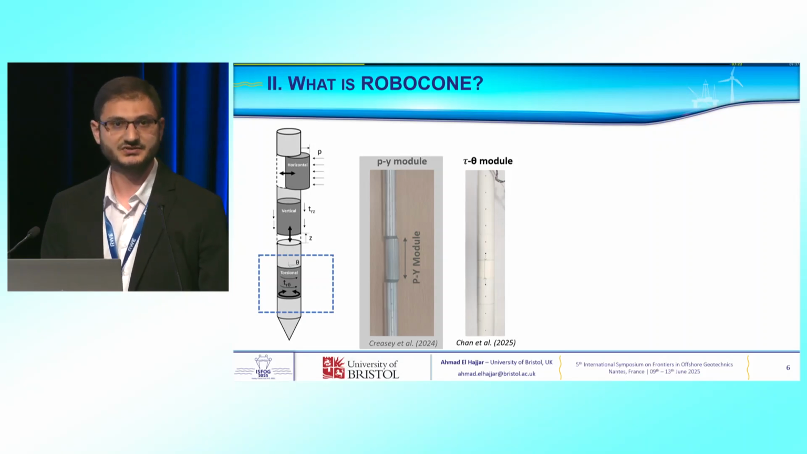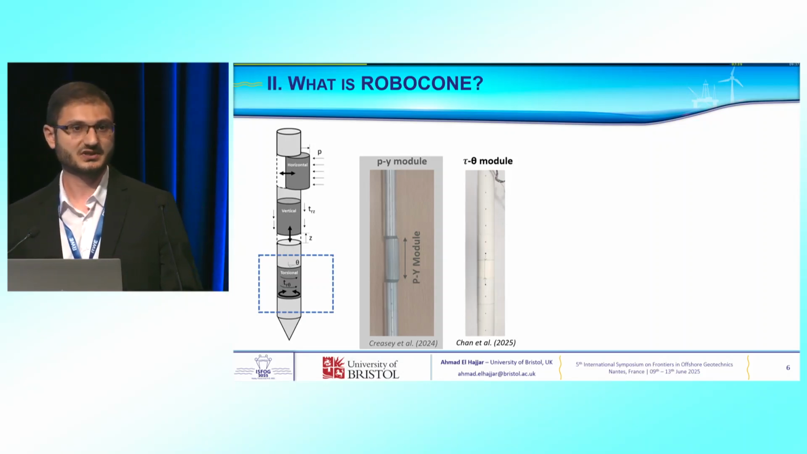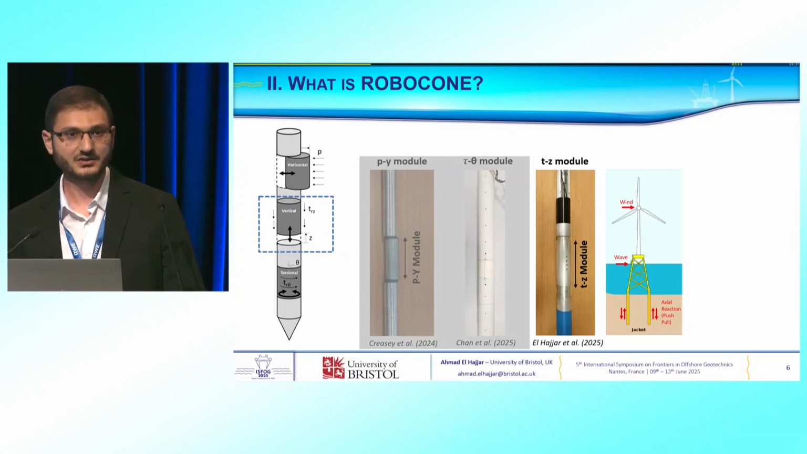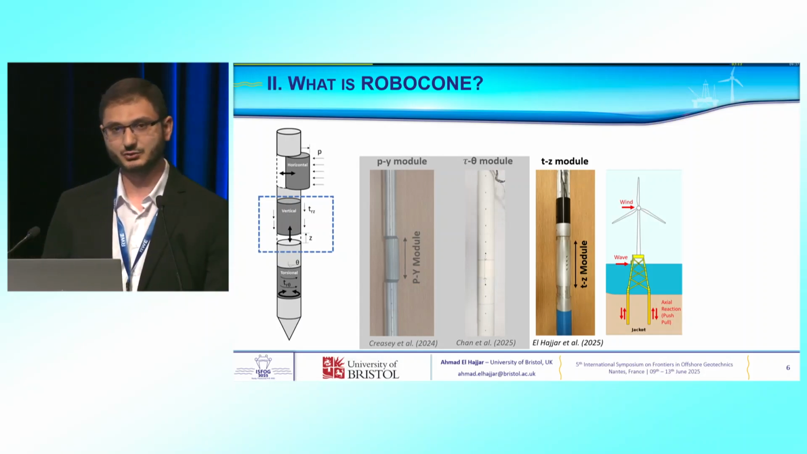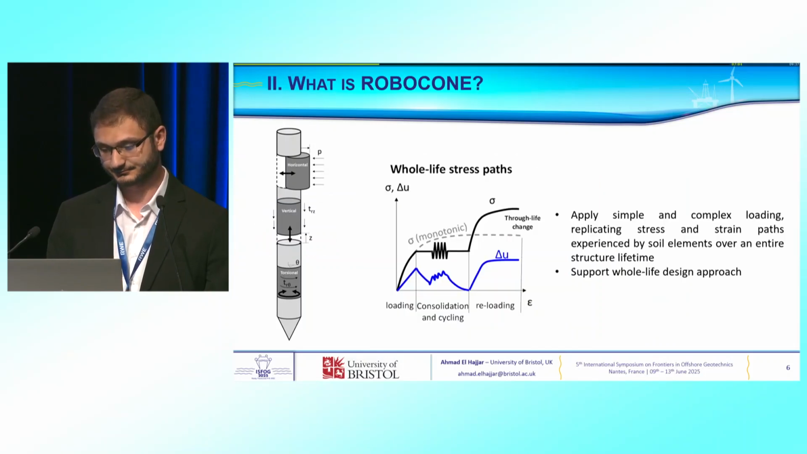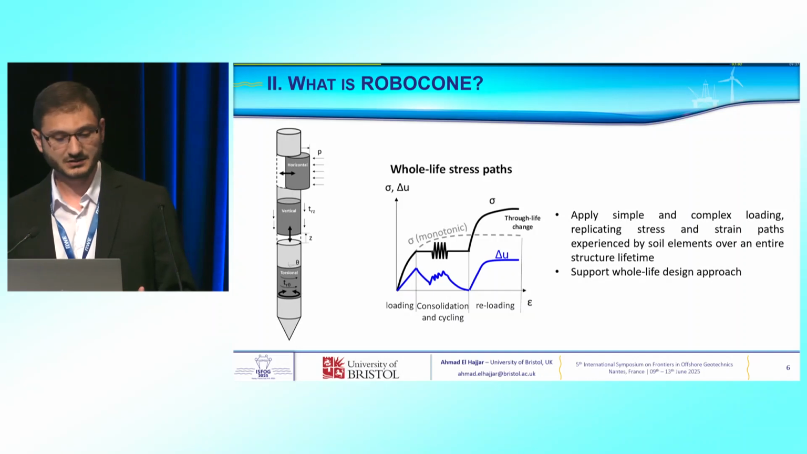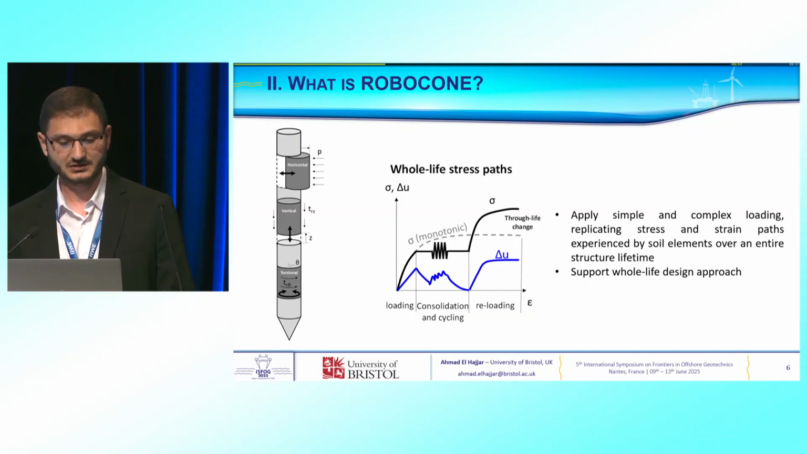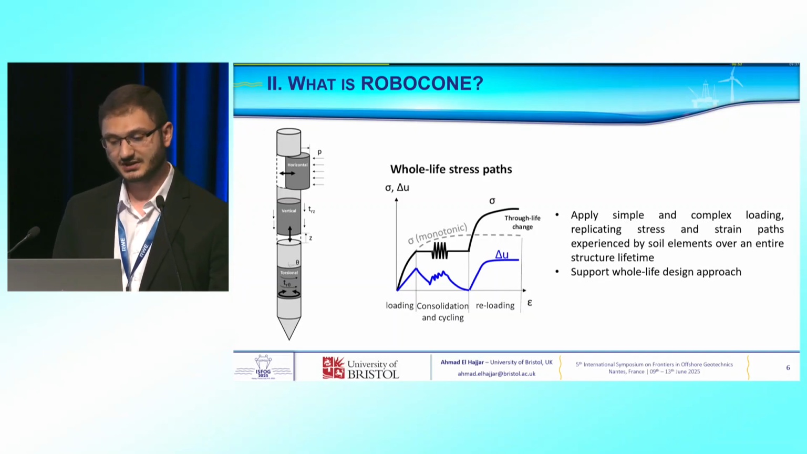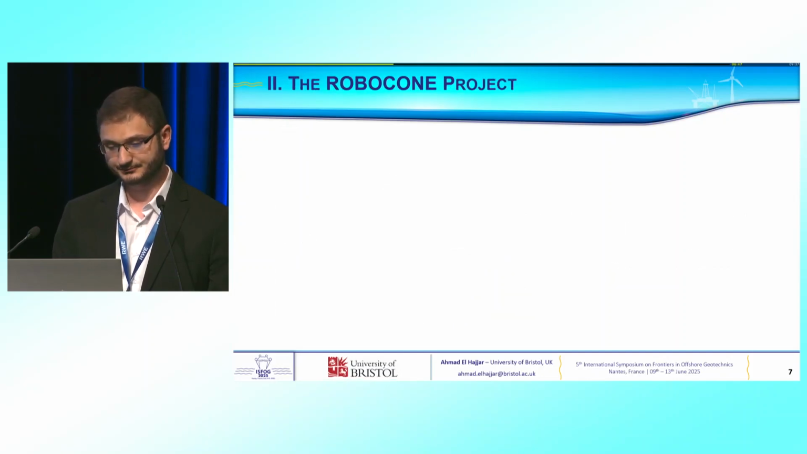The second one is the tau theta module, which is doing a circular motion in the soil. And the third one is a TZ module doing a vertical motion in the soil similar to those experienced by a pile jacket foundation. So by applying monotonic and cyclic loading, we can apply simple and complex loading, replicating the stress and the strain paths experienced by soil elements over the entire structure lifetime to support the whole life design approach.